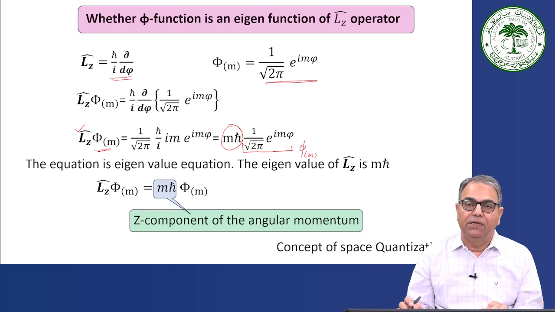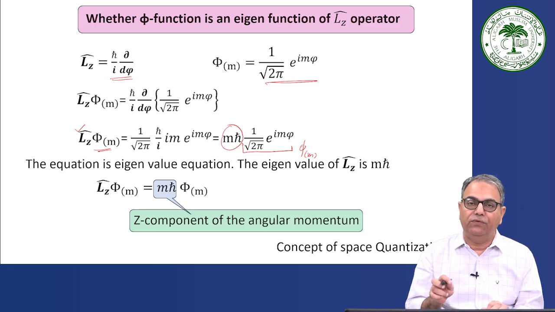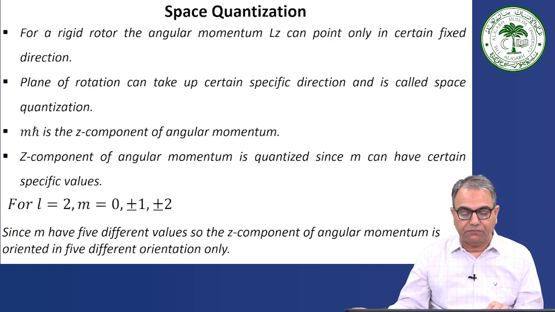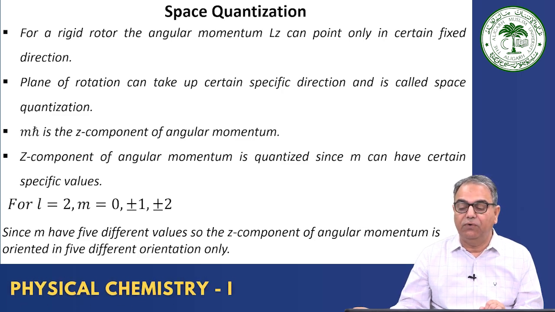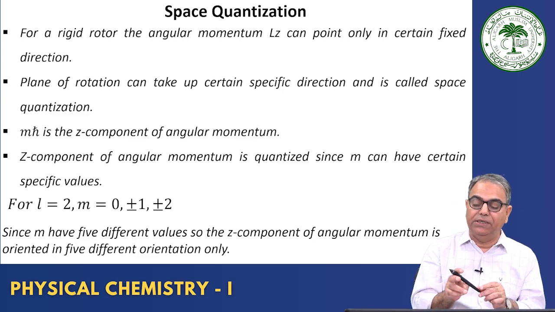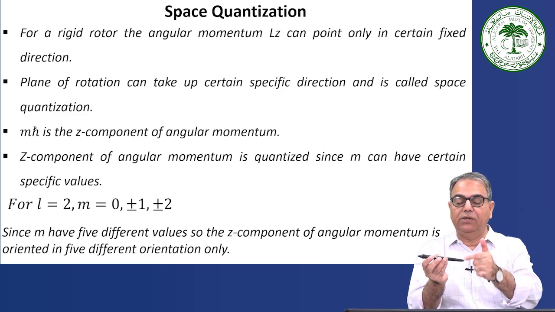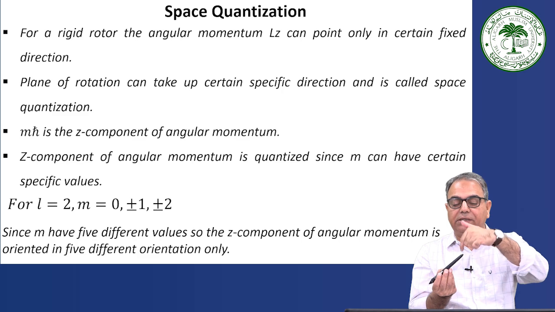So if it is quantized, then it tells you the orientation of the Lz vector in space, and this is what is called space quantization. For a rigid rotor, the angular momentum Lz can point only in certain fixed directions because m has fixed values. So for L equal to 2, m is equal to 0, plus minus 1, plus minus 2. And if the z component has this direction, then the rotation will be this one.